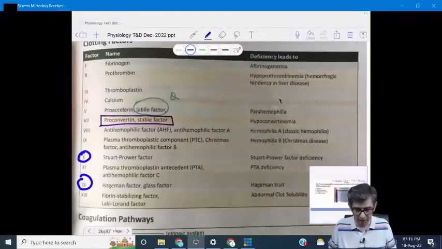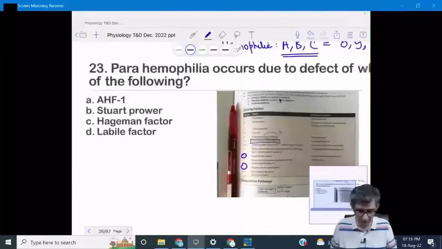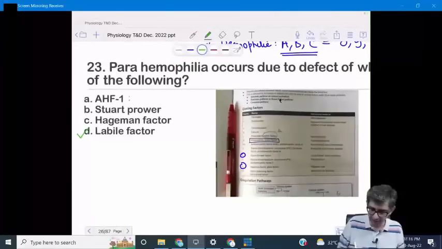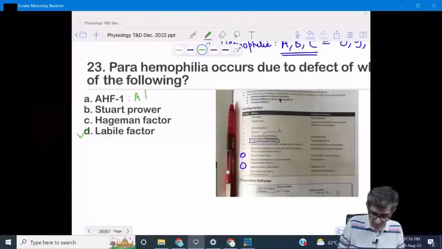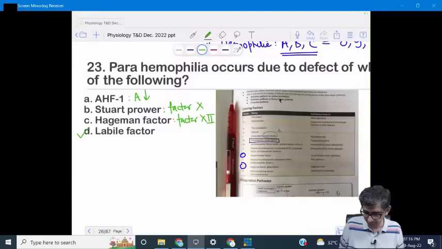The correct answer for this one is parahemophilia would be related to option number D, that is labile factor. This would be hemophilia A. Stewart-Prower factor, as I explained to you, would be factor 10. And Hageman factor, as I explained to you, would be factor number 12. This would be present in the PDF as well. So I would suggest you to go through these entire names.